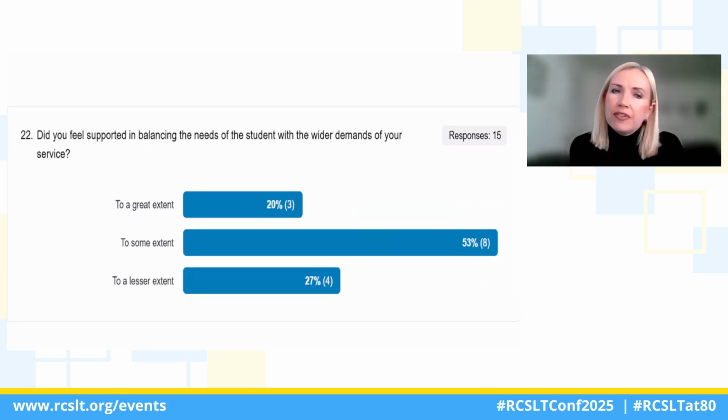In terms of did you feel supported and balanced in the needs of the student with the wider demands of your service, we found that 4 were saying to a lesser extent, and then we had 8 and 3 to some and a great extent. So again, it's recognising that level of support practice educators need to feel. What should that look like? What would give practice educators the resource, space and time in order to fully support students with challenges?